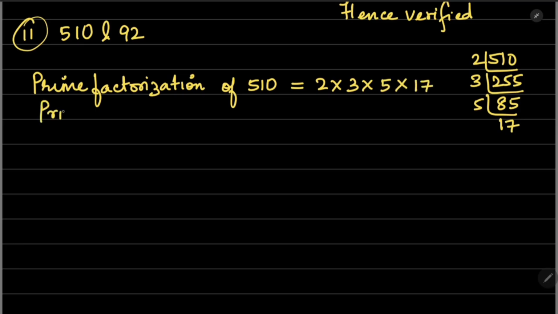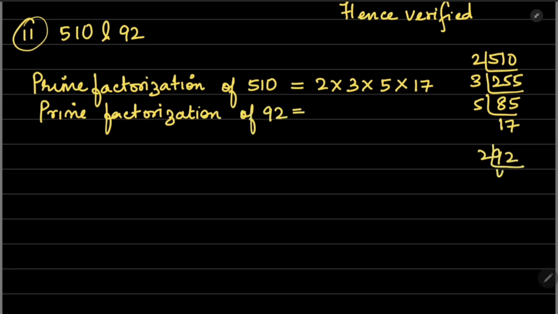Then let's do the prime factorization of 92. Start with 2: 2 fours are 8, 2 sixes are 12, again 2 threes are 23. That's all. 23 is a prime number. So you have 2 square multiplied by 23. This is the second one.